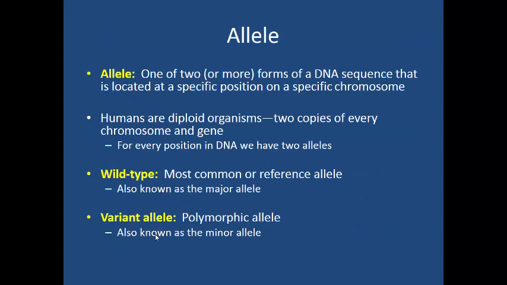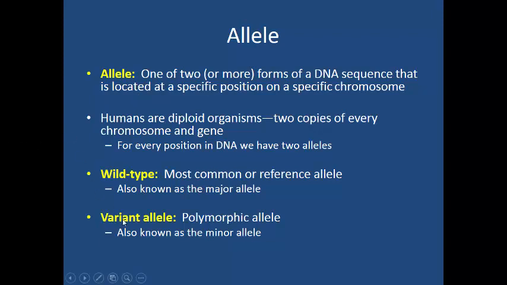Now, when we talk about genetics, we'll often use the term allele. So let's define what that is. That's one of 2 or more forms of a DNA sequence that's located at a specific position on a chromosome. We know that humans are diploid organisms. We have 2 copies of every chromosome and gene. So for every position in human DNA, we have 2 alleles. You get one from your mom and one from your dad. The wild type allele is the most common allele, sometimes referred to as the reference or the major allele.